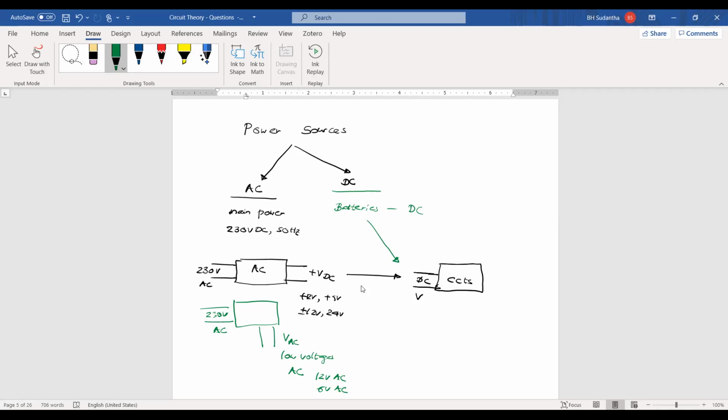But if the circuits contain sensitive components like ICs, transistors and diodes, most of the time the voltages are DC. I am telling all these things because you have identified that a lot of power sources are available.